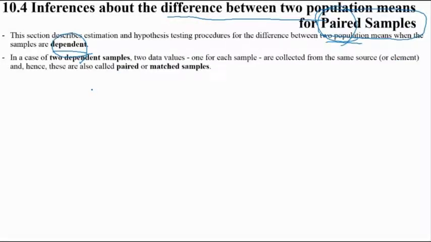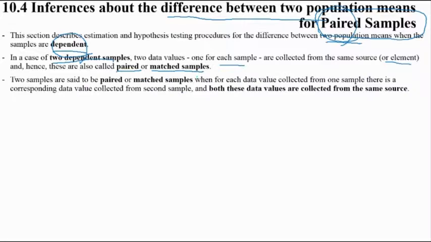Here we have two dependent samples and two data values, one from each sample, collected from the same source, the same element. Hence, we call this pair matching, a matched sample. Whatever they mention, the conclusion is the same source. So we have two samples, a paired matched sample.